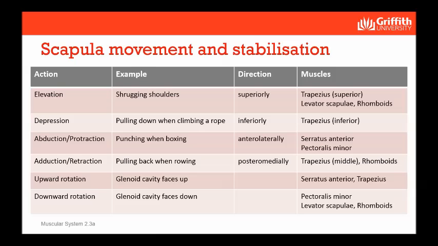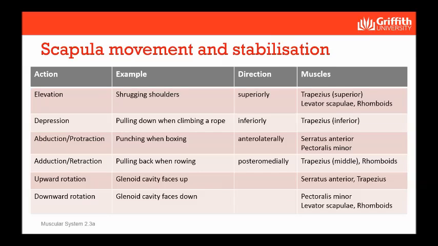This table may provide a useful reference and summary for studying scapular movement and stabilization. The columns summarize the names of the muscles acting on the scapula, their direction of pull, their actions, and examples of functional activities that include those actions.